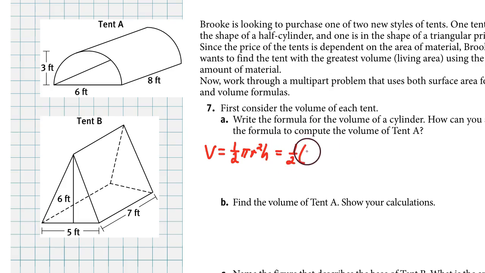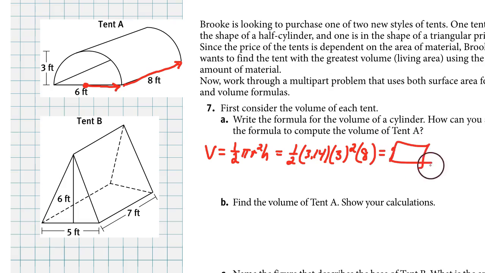For pi, fill in 3.14. For the radius, it's the distance from the center out to the edge. That's 3. And for the height, it's the distance from one base to the other base. In this case, it's the 8. Next, you take a calculator and type this in to get the answer.